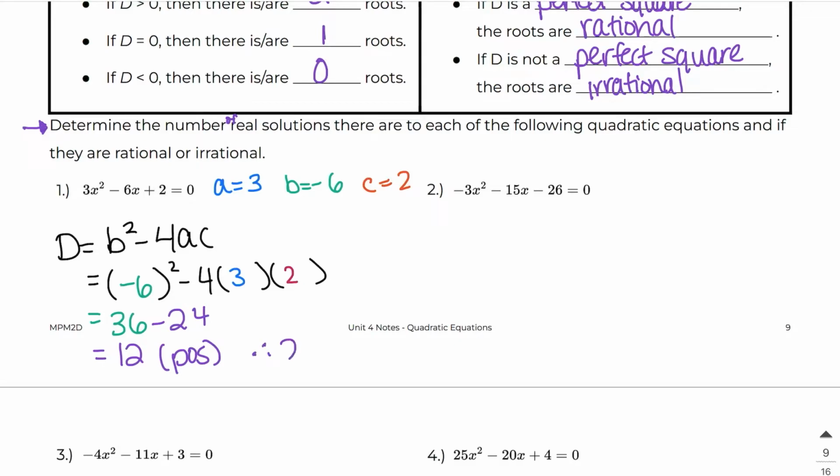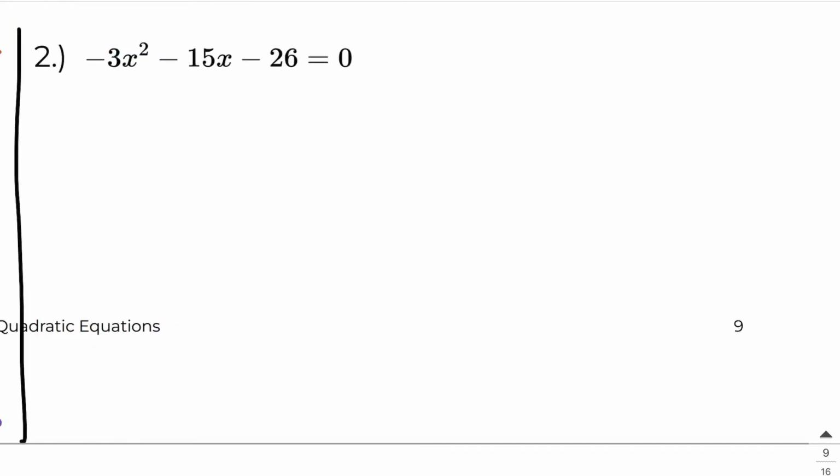So therefore, there are two solutions. But because I cannot take the square root of 12 evenly, 12 is not a perfect square, I get two irrational solutions. Okay, so there's two because it is positive, and it's irrational because the square root of 12 is not a perfect square. Okay, let's try this next one right here.